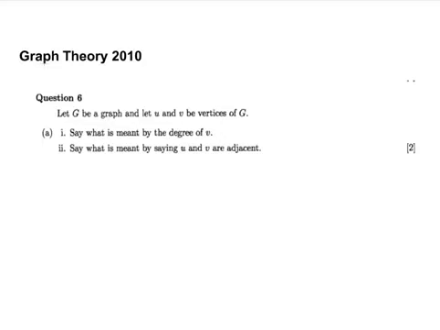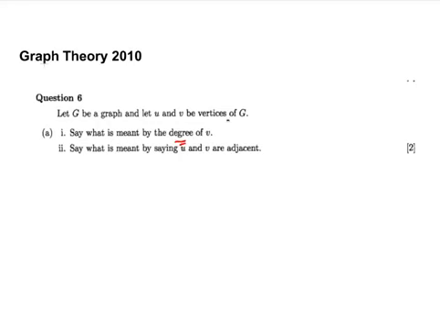So in this presentation we're going to look at graph theory. This is the 2010 question. We're going to start off with some short questions. Let G be a graph and U and V be vertices of graph G. And first off, say what is meant by the degree of V. So this is just a short question.